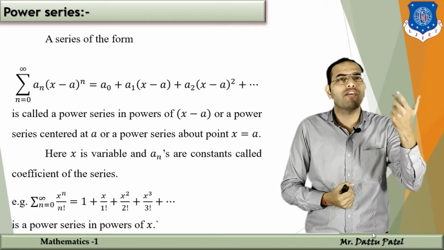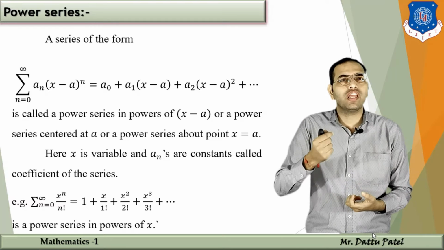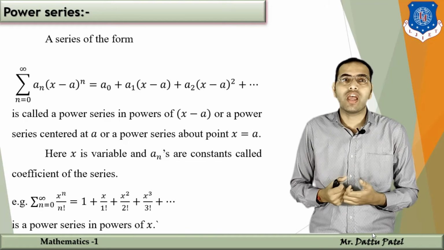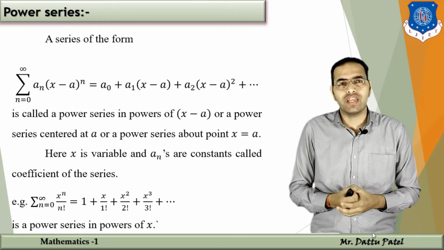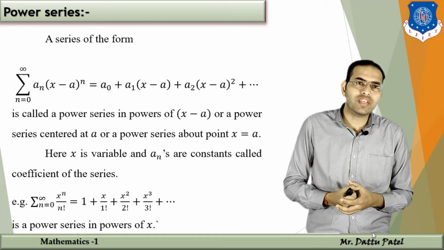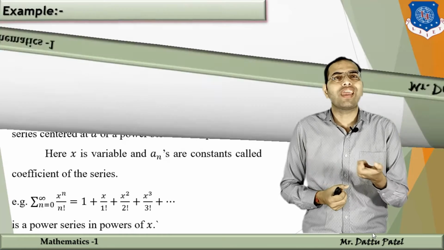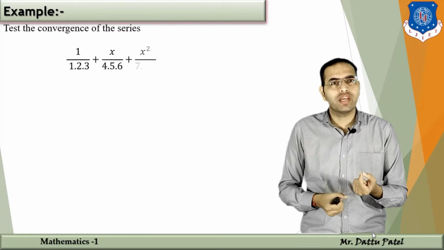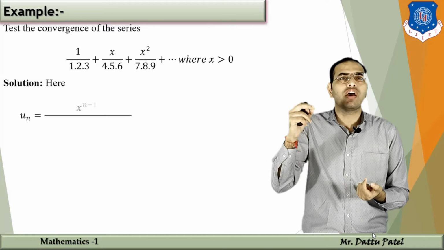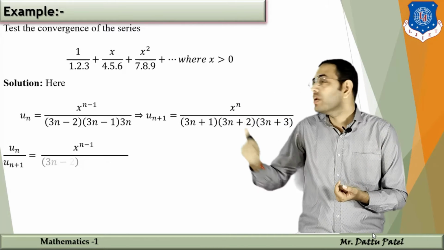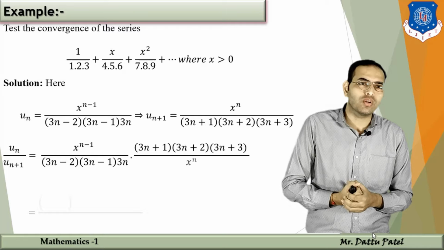Here x is a variable and a0, a1, a2, a3 and so on are the constants, or we can say the coefficients of the series. Now let's see examples of power series in terms of a variable: 1 upon 1 into 2 into 3 plus x upon 4 into 5 into 6 plus x square upon 7 into 8 into 9 and so on, where x is greater than 0.